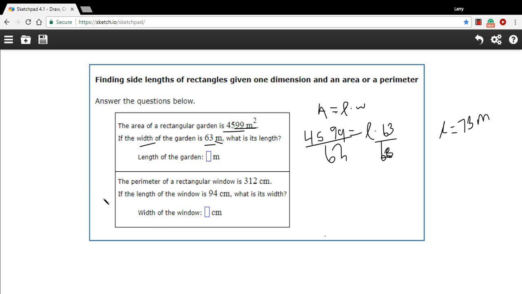Let's try this next one. It says the perimeter of a rectangular window is 312 centimeters. If the length is 94, what is the width? Okay, so the perimeter of a rectangle is all the sides added together. There are two of the lengths and two of the widths, and you add them all together. You could write that as L plus L plus W plus W. I'm going to write it as 2L plus 2W. That's the same thing.